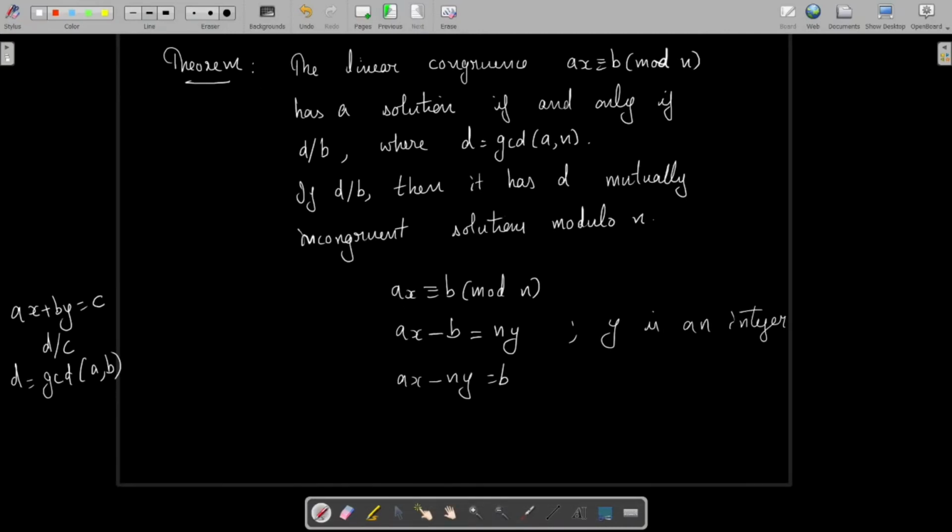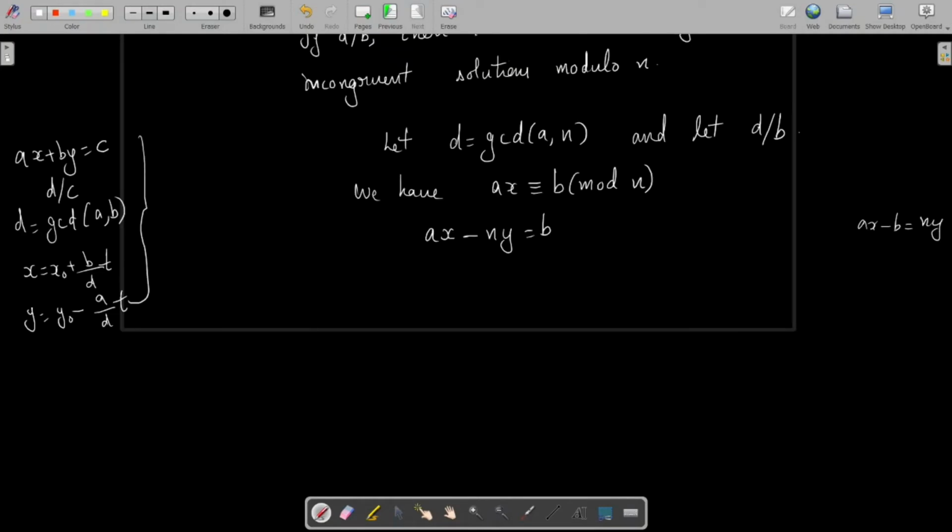Here we have a Diophantine equation ax minus ny equal to b. So let us write this equation in another way. This can be written as minus ny plus ax equal to b. So this is of the form ax plus by equal to c. In the place of a we have minus n, in the place of b we have a, and in the place of c we have b. Now let us write the solution of this Diophantine equation.